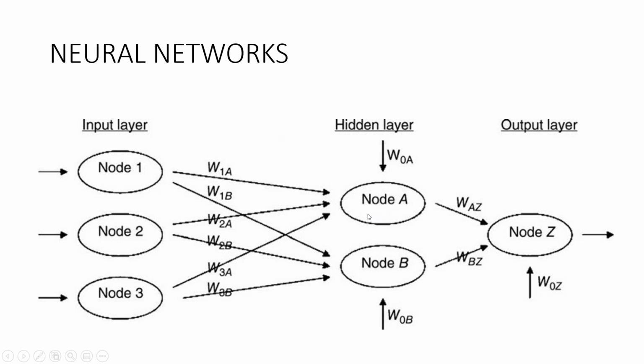And then basically node A takes a weighted sum of these inputs, runs it through its activation function, and sends that to the output. And then basically the output node here, there's only one in this case, takes a weighted sum of those inputs it gets from the hidden layer, runs that through its activation function, and then generates the output.